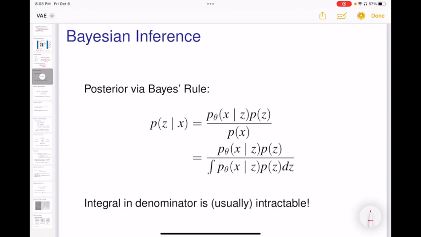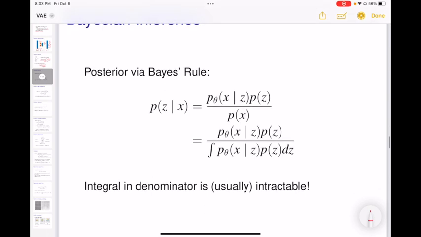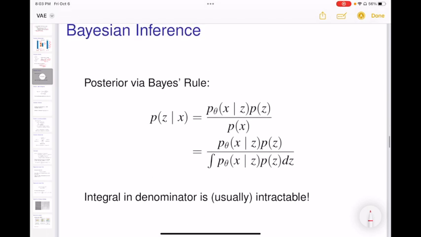Okay, so now let's look at this variational autoencoder mechanism using a Bayesian perspective. So let's just use the Bayes rule to write the posterior in this case. So the posterior, as we saw, is P(z|x), which using simple Bayes rule can be written as P(x|z) times the probability of z upon the probability of x.